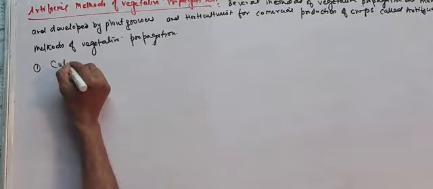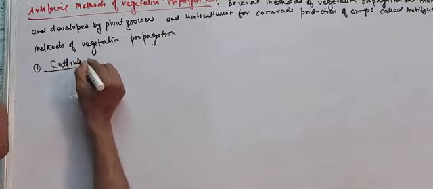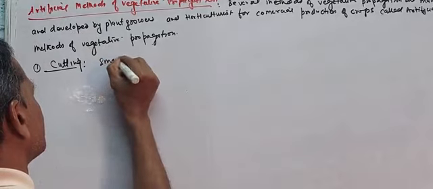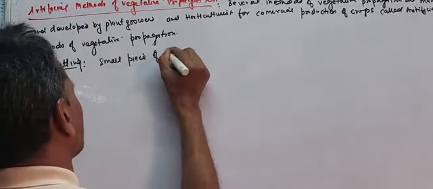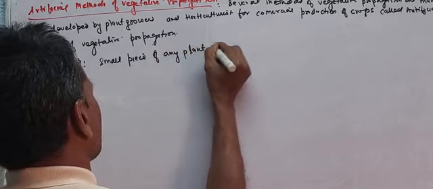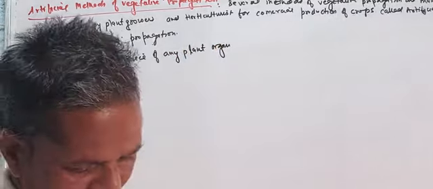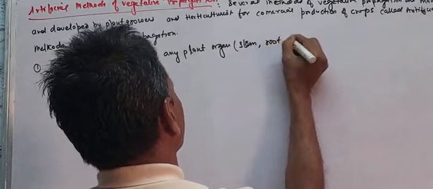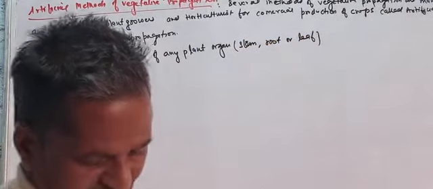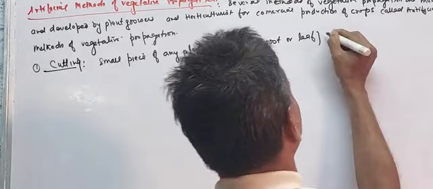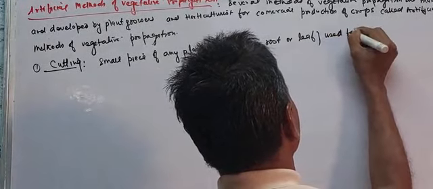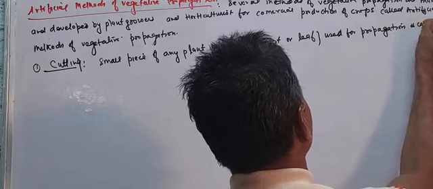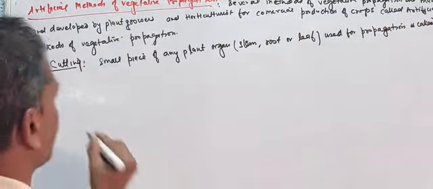Number first is cutting. A small piece of any plant organ, stem, root or leaf, used for propagation is called a cutting.